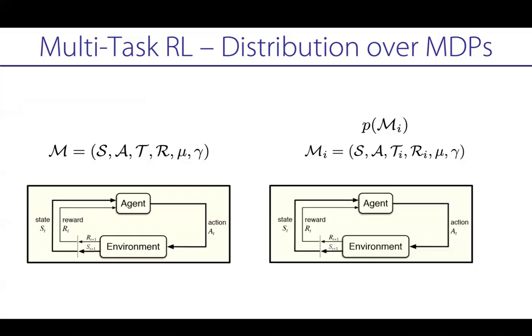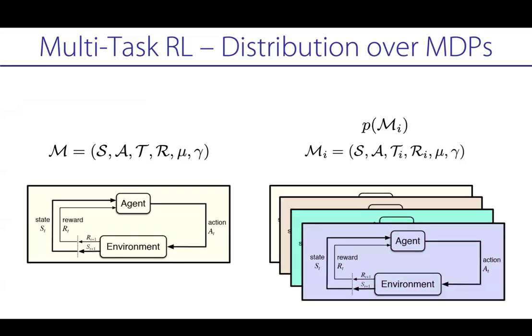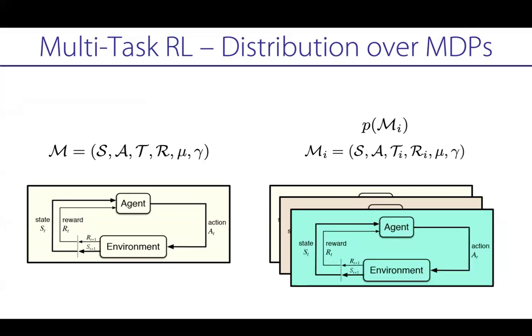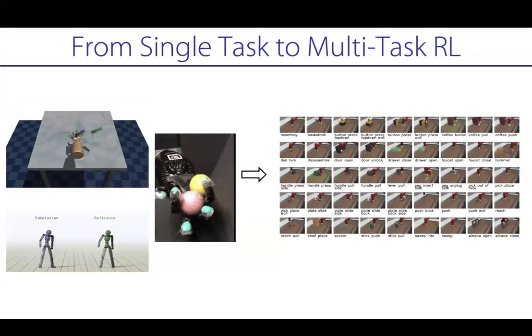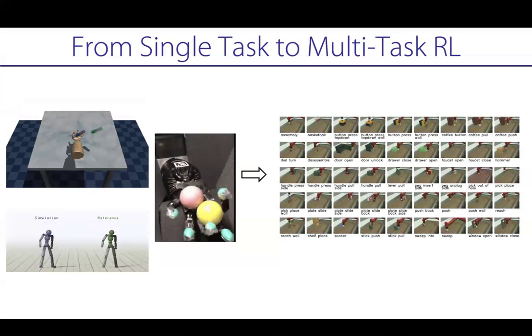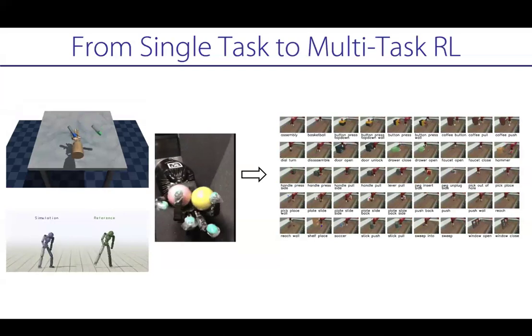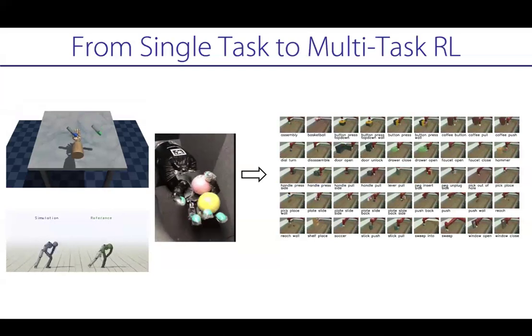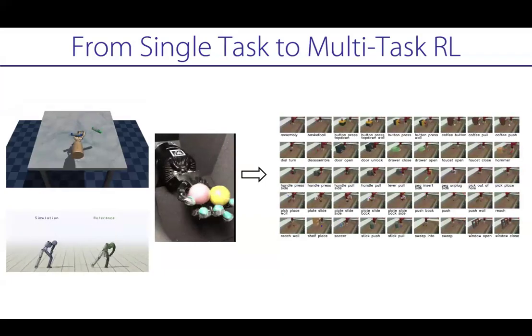And so rather than one MDP, you're going to have a distribution of MDPs, and you're going to be given some number of samples from this distribution. So one example is if you go back to these tasks on the right, you're given these 50 tasks. They're drawn from some unknown distribution of MDPs. You want to generalize to new samples from that distribution.